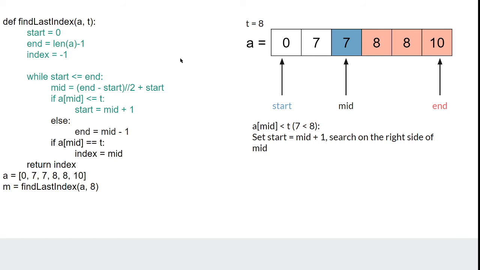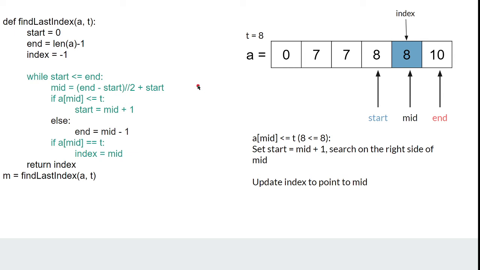And then we make a function called findLastIndex, where we pass in the array again and the target again. Then we initialize start to be 0 and end to be length of A take away 1, and index to be -1 again. We have a while loop that keeps going until start is bigger than end. We make mid the middle again, and since 7 is smaller than 8, or the target, you search to the right by setting start to be mid plus 1.